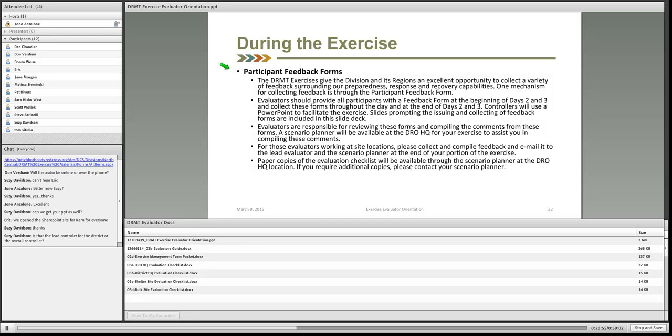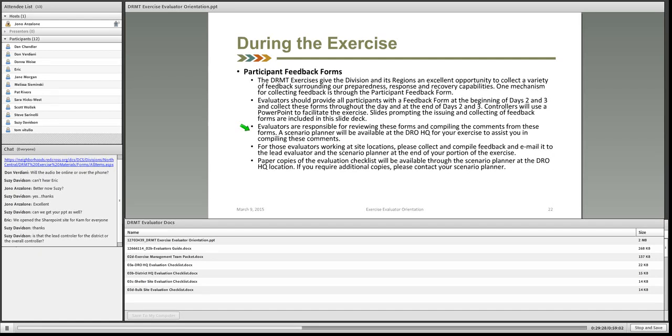So evaluators basically collect these forms beginning of day 2 and 3, and they provide the controller this sort of feedback throughout the exercise in real time in order to speed up or slow down exercise play. You are responsible for reviewing the forms and compiling comments based off of what your DDE, or designated exercise director, suggests is the most efficient mechanism to get the feedback consolidated.